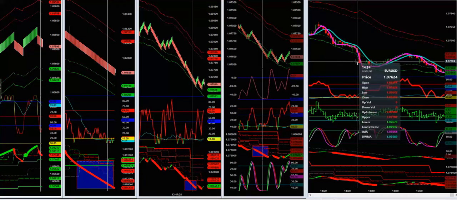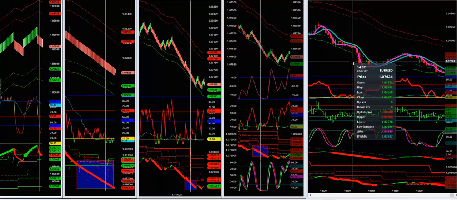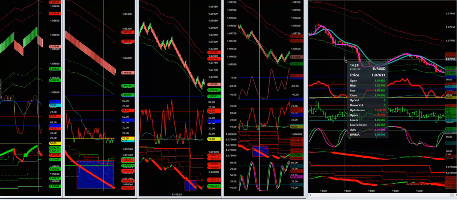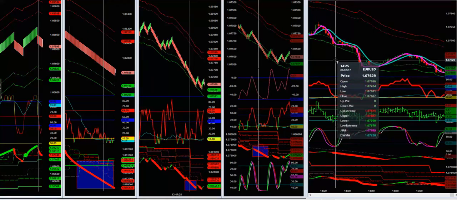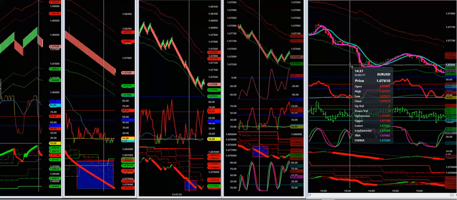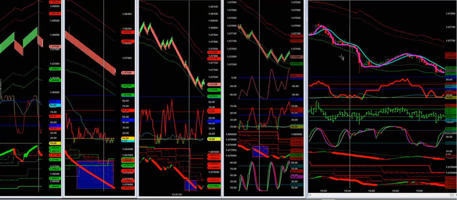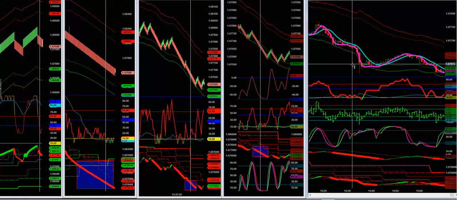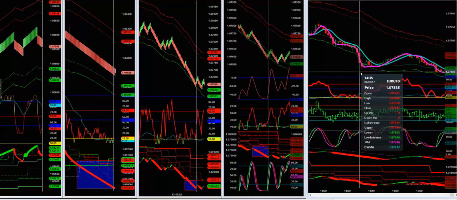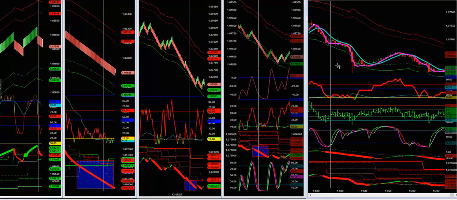So you got short here, you got short here. So 1, 2, 3, 4, 5, 6 trades you got right there in a span of 10 minutes. And if you are trading big lot, $10,000, you have $60,000 right there. You need to have that level of precision.